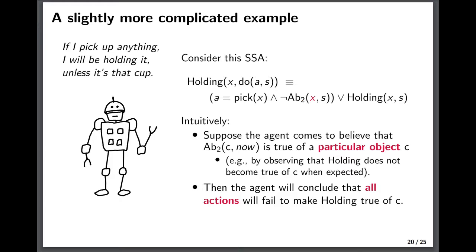Remember how one of the generalizations that we wanted the robot to be able to come to was that it can pick up any object other than one which it's failed to pick up. To get that sort of behavior, we can use an SSA like this one, which is similar to what we just saw, except the abnormality now has an additional argument, x. Now intuitively, if the agent comes to believe that a particular object is abnormal, for example, by observing that it failed to pick it up, the agent will come to the general conclusion that all actions will fail to pick up the object.